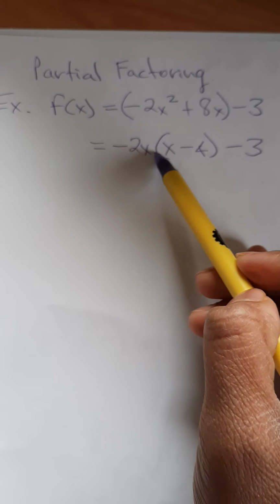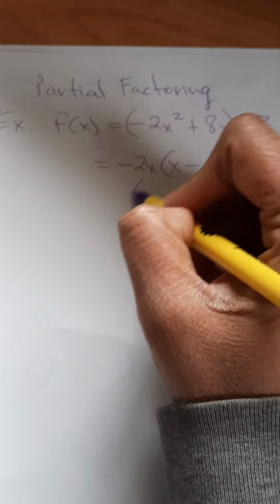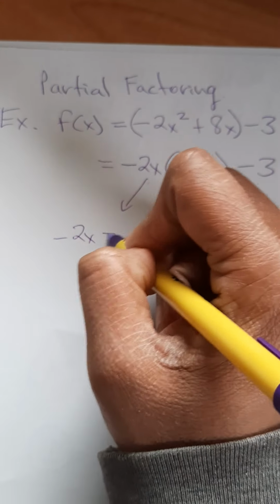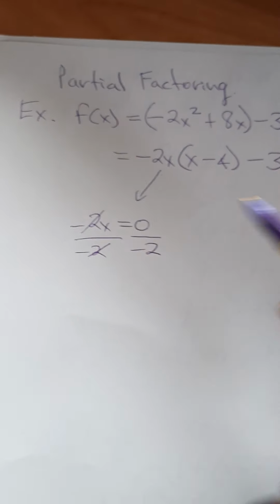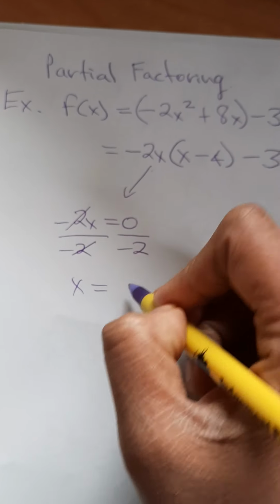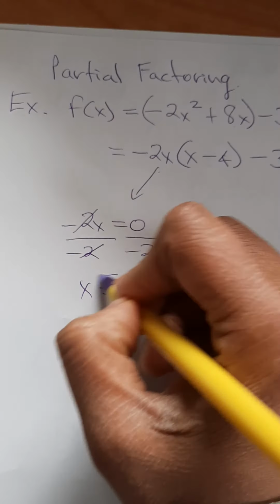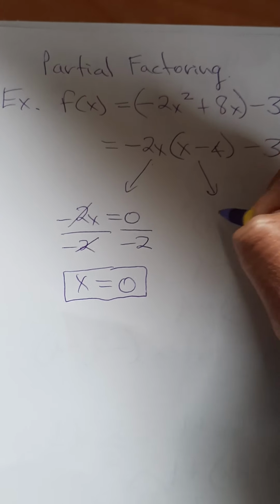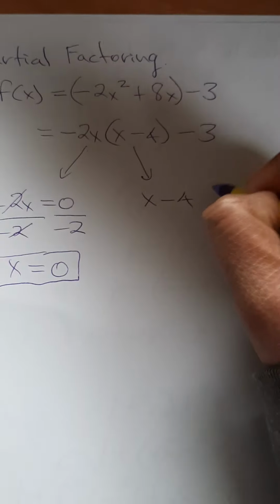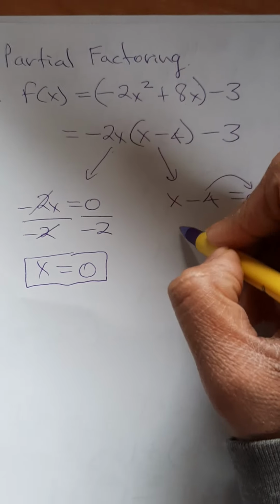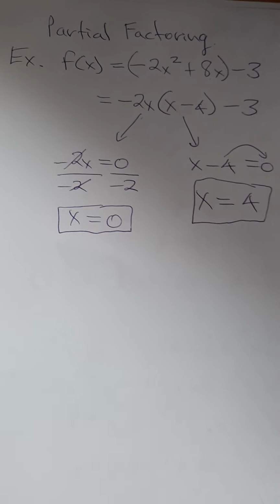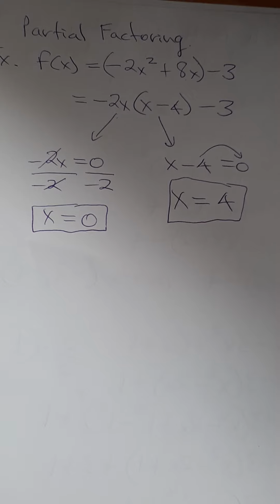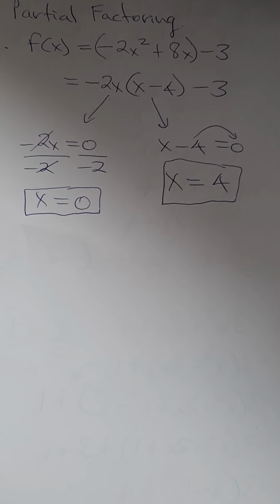And this time when you do the partial factoring method, I have to take out the GCF here, okay? So I'm taking out the -2x. I'm going to make both of them equal to 0, so -2x equals 0, and then divided by -2 on both sides. So it cancels out, okay? 0 divided by -2 is still equal to 0. So this is my x-intercept. And on the other side, we're going to do x minus 4 equals 0. And then take the -4 to the other side, so it becomes positive. So +4, okay?